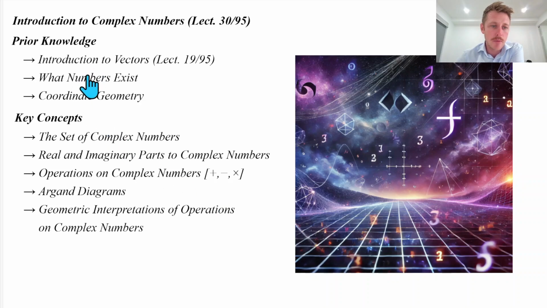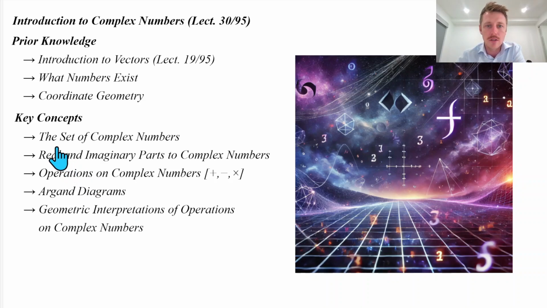Another thing that might be useful is a video I've made on what numbers exist. Up to this stage, we've been looking at real numbers, and beneath that you have things like rational numbers and natural numbers. I'll put a link to that video, it might be helpful to see where this new kind of number sits in the broader picture. There's also a fair bit of coordinate geometry that's going to be relevant, so I can put some links for that as well.